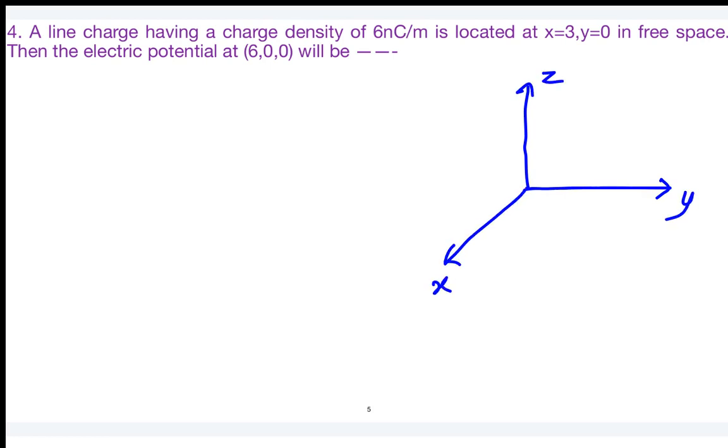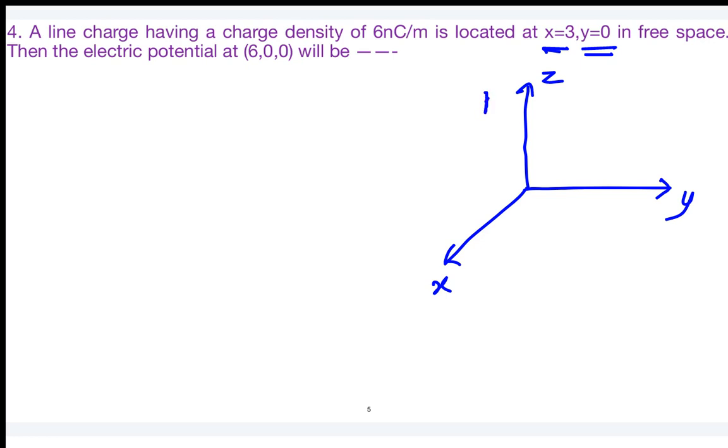So you can see here in the question, x is fixed, x is equal to 3 and y is equal to 0. So whichever is varying right now is nothing but the z, because he has given x is a constant and y is a constant here. So the value of z changes. So the line charge is definitely parallel to the z axis. So the point is very clear.